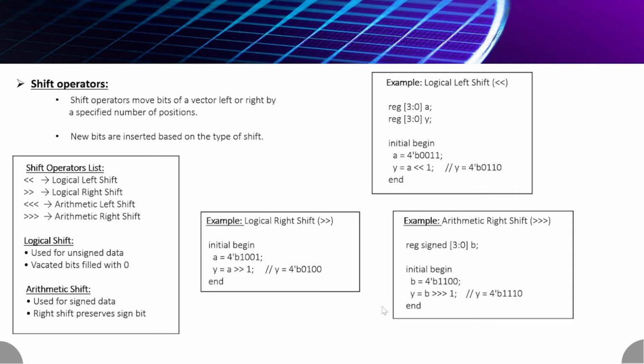So to summarize, the logical shifts fill with zeros, while arithmetic right shift preserves the sign bit. Shift operators are commonly used in multiplication or division by powers of two, data alignment and bit manipulation.